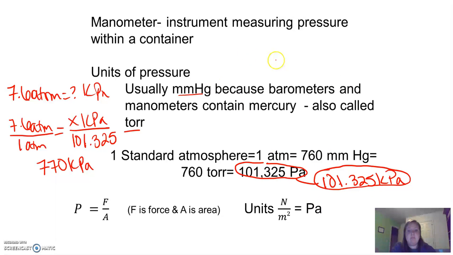One additional thing I do want to mention that's related to pressure units and this slide is the term STP. STP stands for standard temperature and pressure.